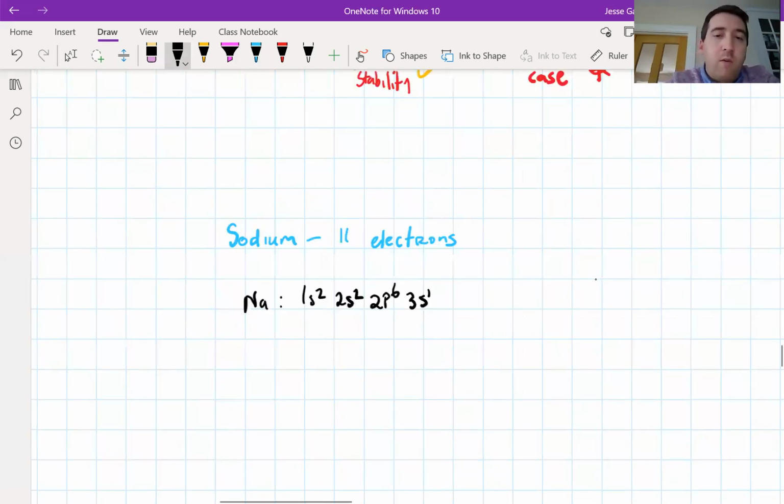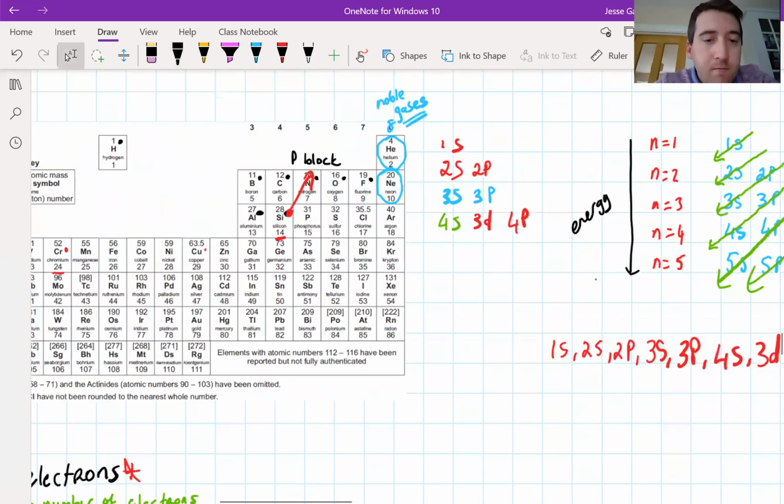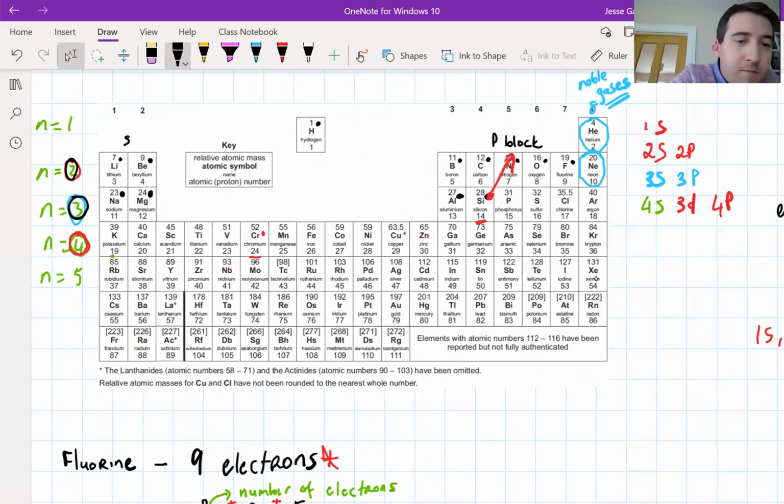So what we can do is look at what's the noble gas that came before sodium in the periodic table. Let's go up here to the periodic table again. Here is sodium, 11 electrons. The noble gas that comes before it, well, it obviously has to be in the lower energy level. It's this one. It's neon with 10 electrons. That's the noble gas that came before it.